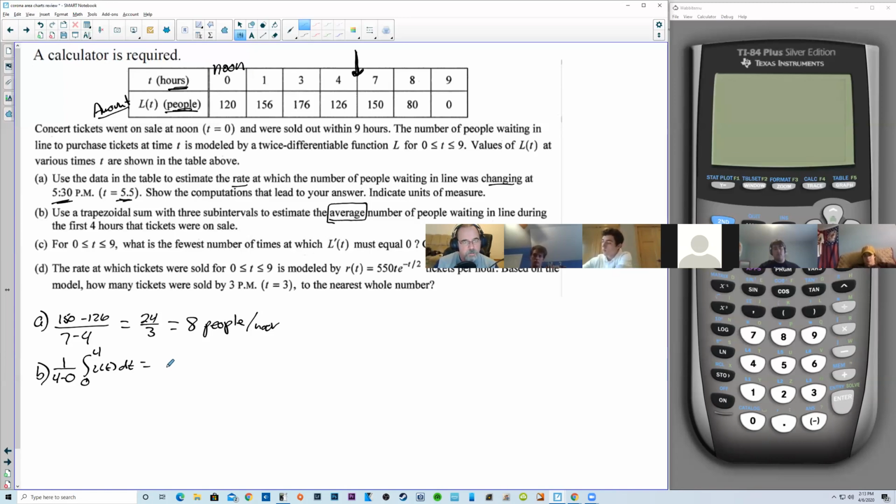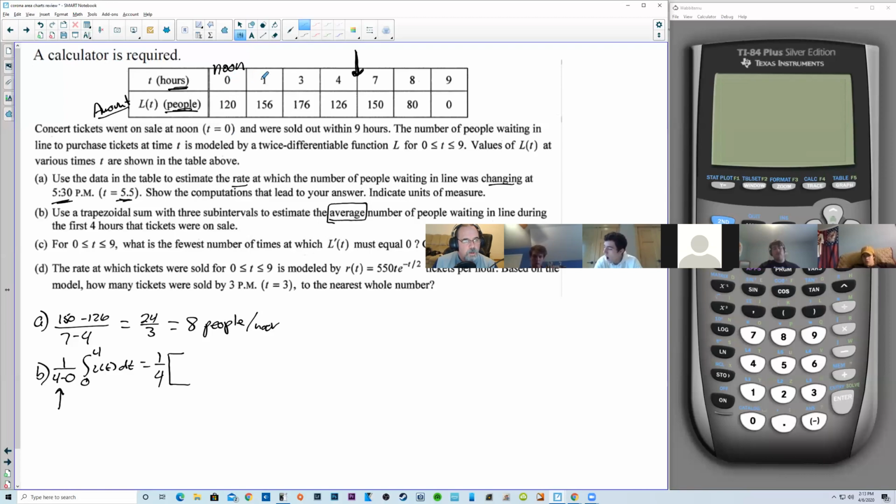So the best we can do is either a left Riemann sum or a right Riemann sum. Well, they're asking for a trapezoidal sum. So there's the 1/4, that's this piece right there. And then we're going to estimate the area under the curve, or estimate the integral, and the best we can do is a trapezoidal sum.